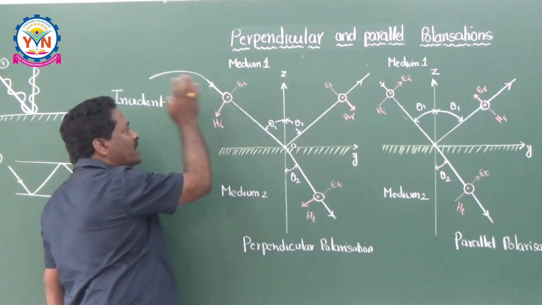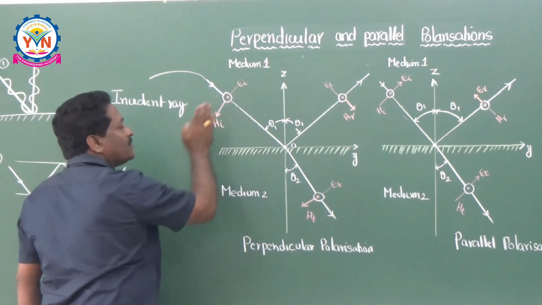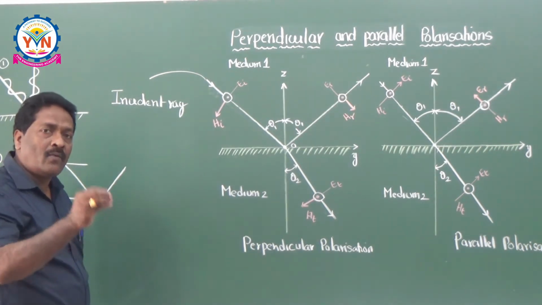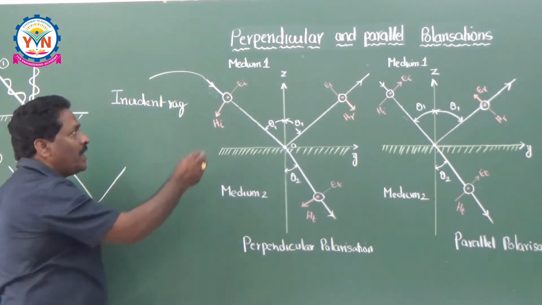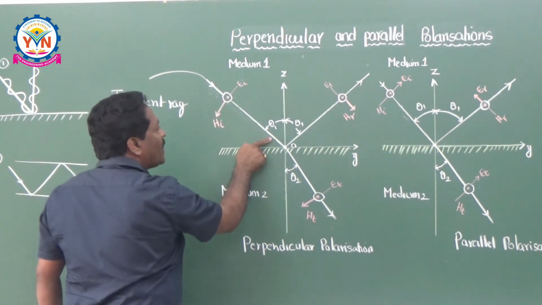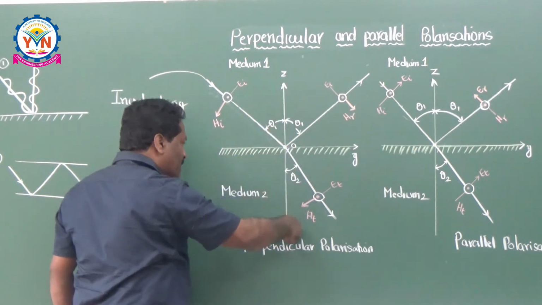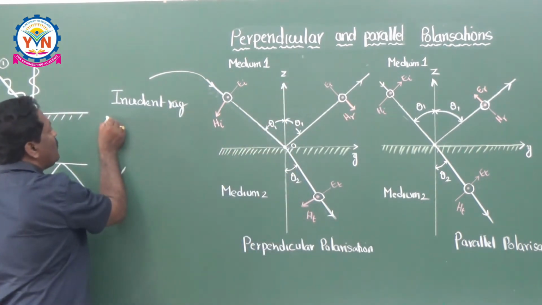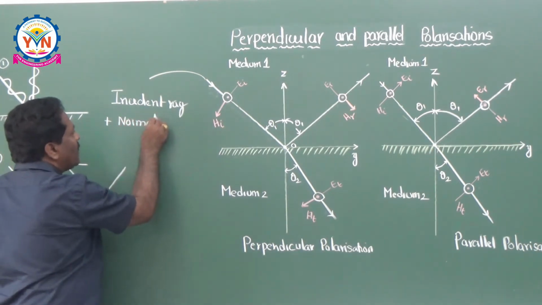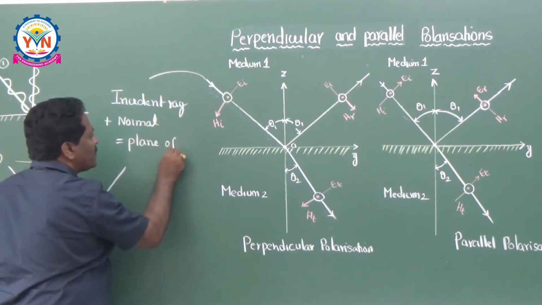Now let me say very clearly, this is the plane of incidence. Be careful, please try to understand it very clearly. What do you mean by the plane of incidence? The plane of incidence consists of the incident ray as well as the normal. Normal is nothing but the z-axis. So incident ray plus normal is your plane of incidence. This is the definition of plane of incidence.